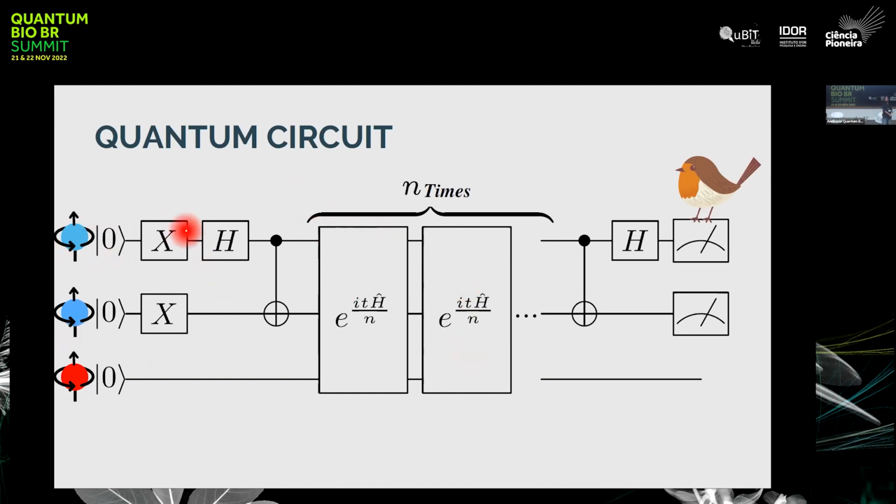Here, those first two qubits are our electrons because they are blue. Of course, the color of electrons is blue. And the third qubit is our proton.